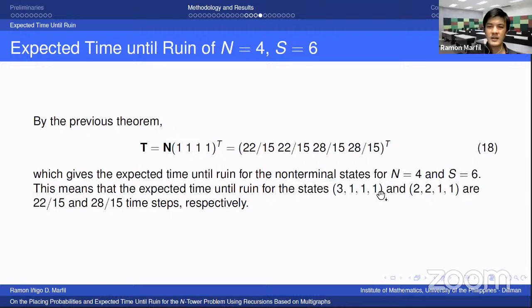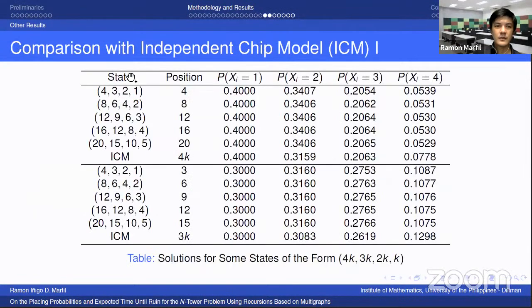So ibig sabihin, one game lang or one loss lang yung kailangan nila para maubos yung wealth nila. Kaya mas maikli yung expected game duration or expected time until ruin kapag nag-start tayo sa state na to. Okay? Now, for the other results, we have this comparison with the independent chip model.